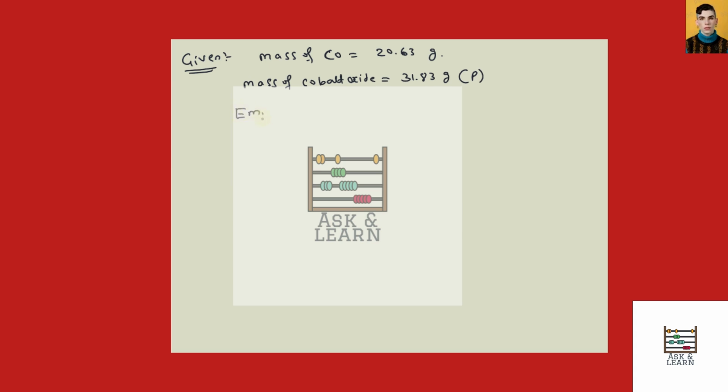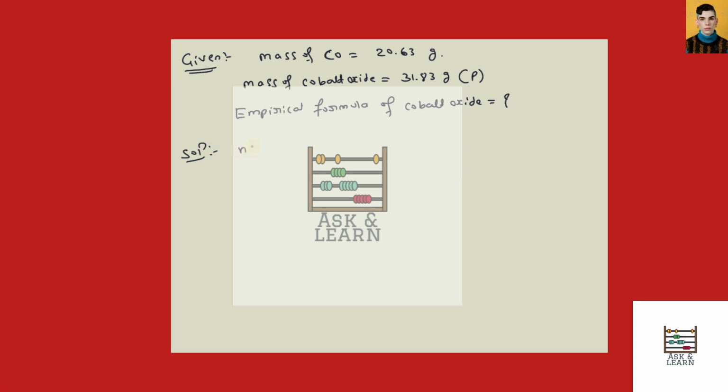They have asked for the empirical formula of cobalt oxide. This one we are going to find out. First we are going to find out the number of moles of cobalt and the number of moles of oxygen involved in this reaction. First, the number of moles of cobalt.